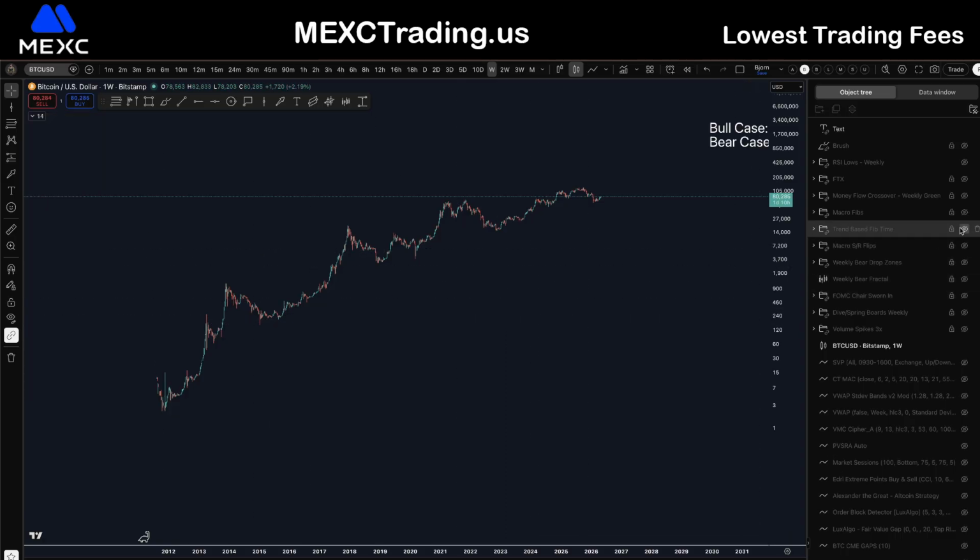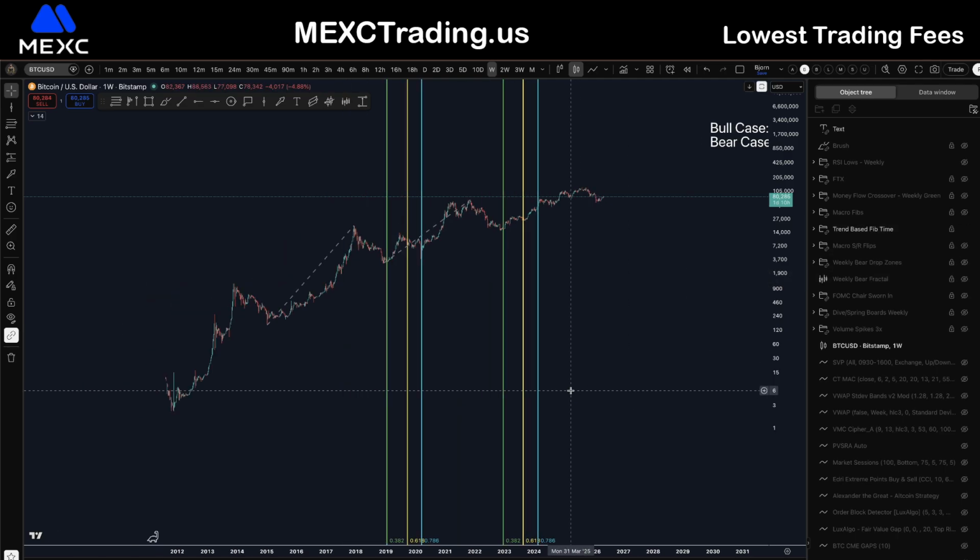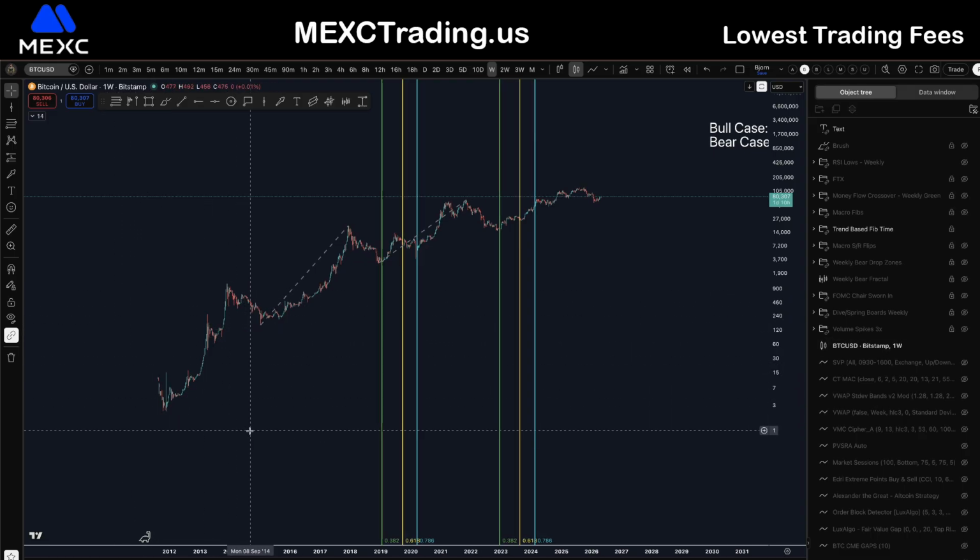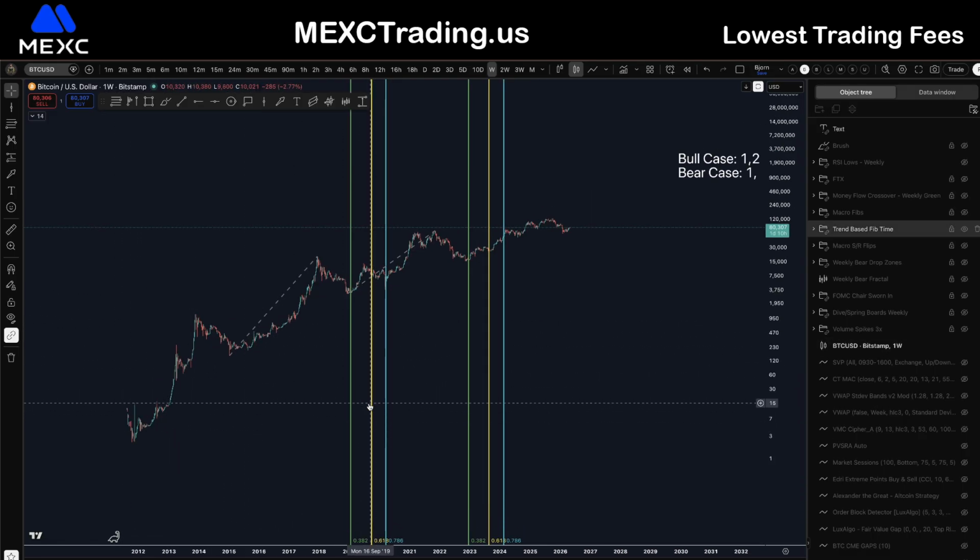We'll mark out the third one, but trend-based fib time, okay? I'm going to turn these on. I've already marked them out for you for the last 2 cycles. You wouldn't have one for the first cycle here in 2014 because there was no previous bear market, not a full bear market anyway. So we don't know where the low would have been here. There's just no previous bull market transition to bear market. So we don't really know how that would play out. So we only have 2 iterations here.